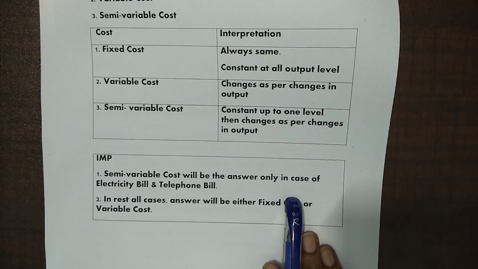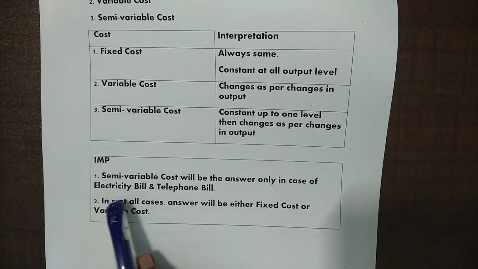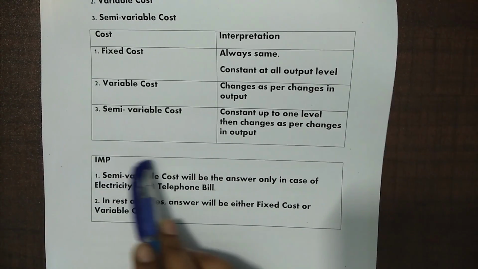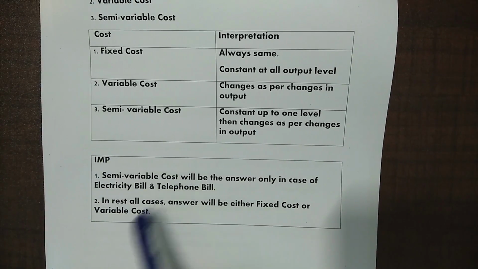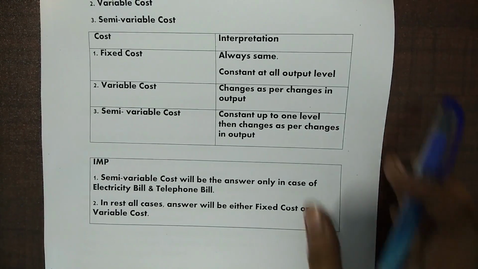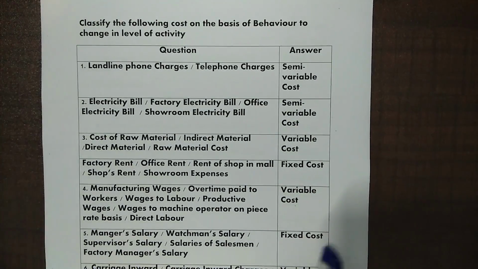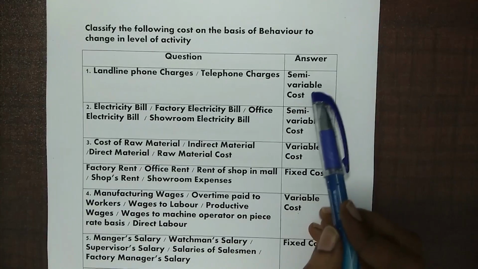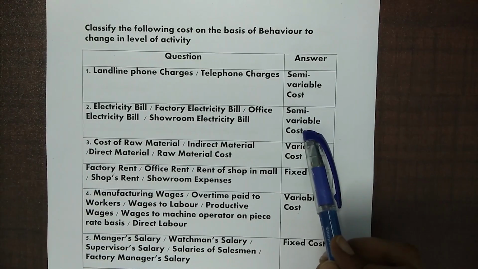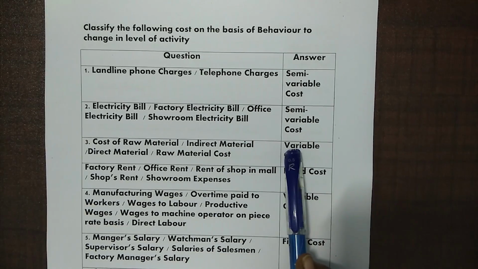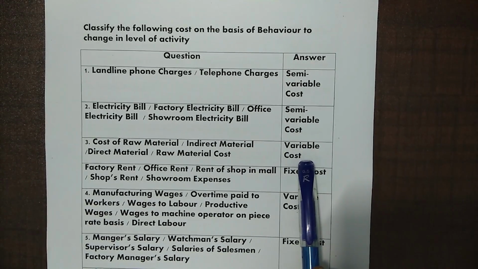Again, a smart way to remember: if in the question there is an electricity bill or telephone bill, then the default answer will be semi-variable cost. In the rest of the cases, it can be either a fixed cost or a variable cost. Now the next one, telephone bill, electricity bill, the answer is semi-variable cost. Now cost of raw material. Raw material is always variable, so it is a variable cost.